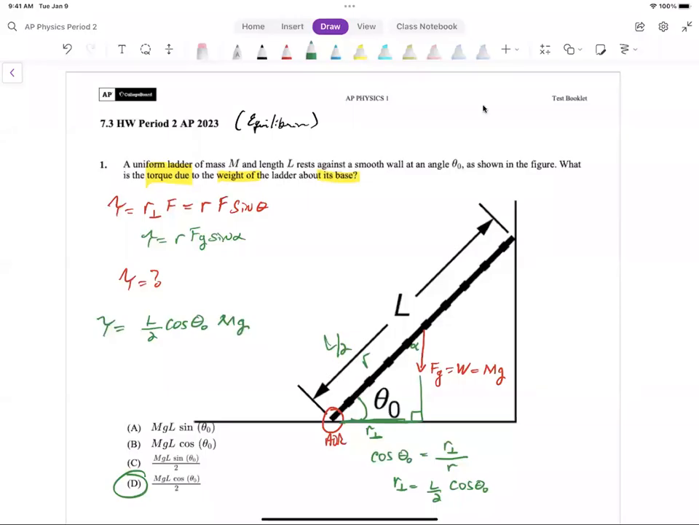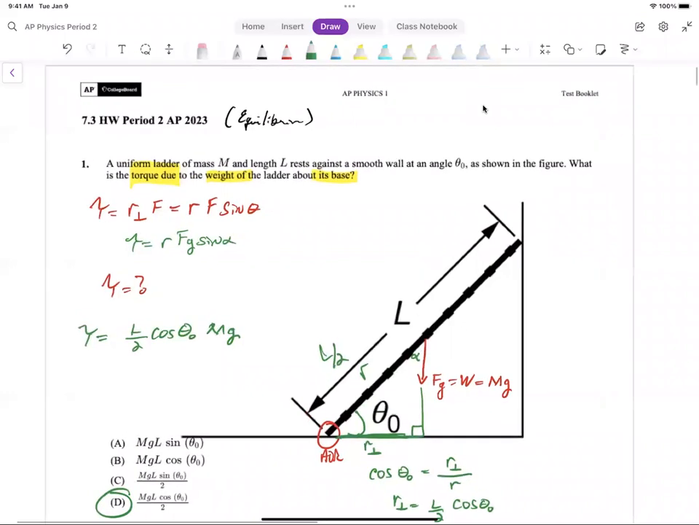All right, this is a solutions video where I'm walking through the problems from assignment recently from our unit. And it's specifically related to problems in objects in equilibrium, rotational equilibrium.